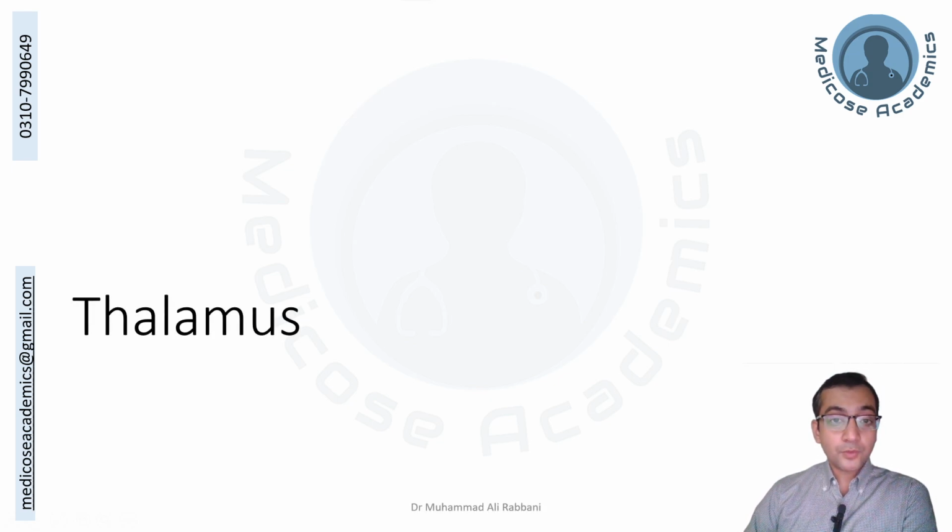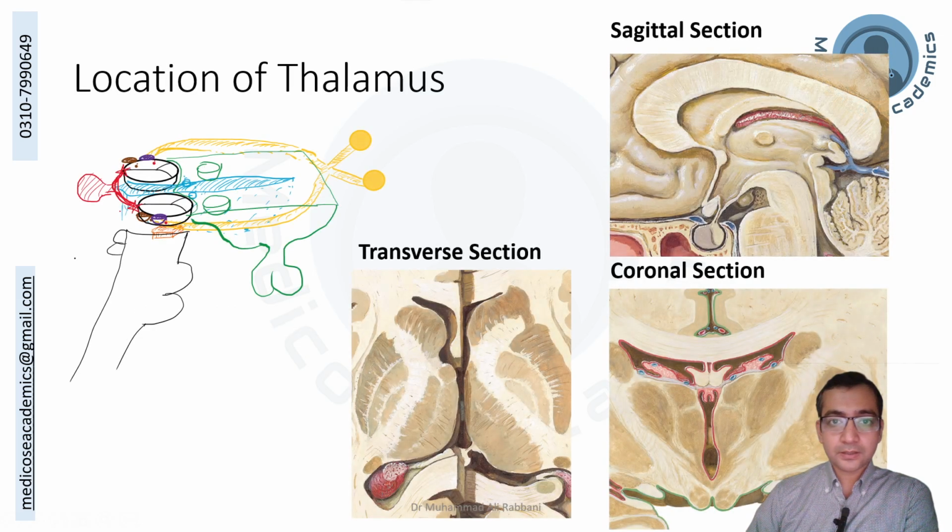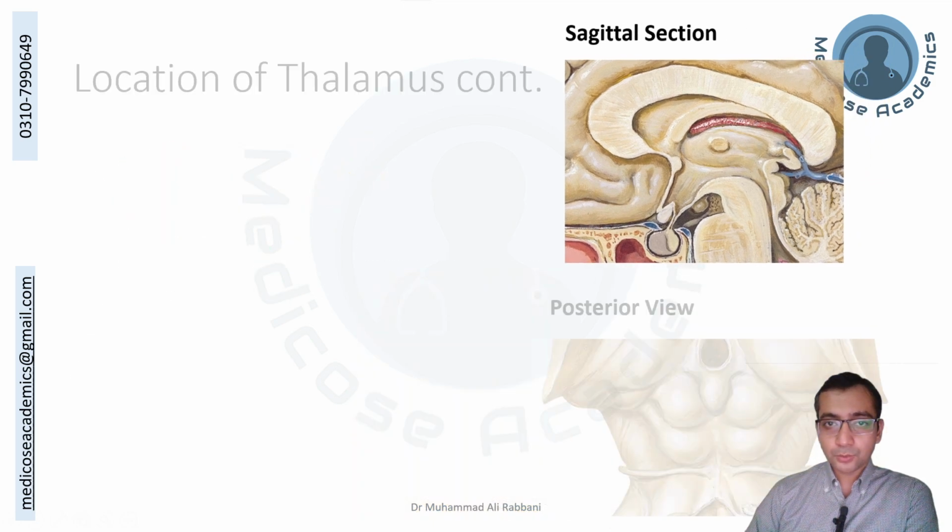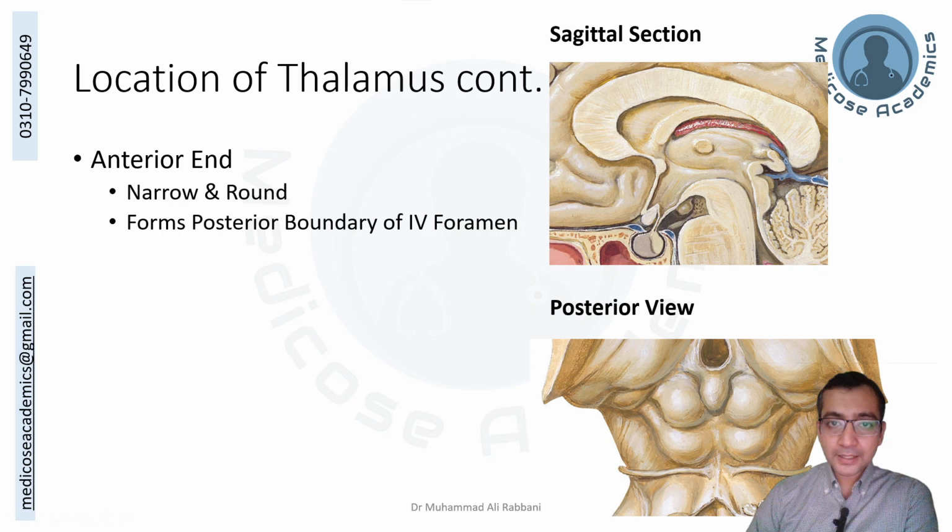We can see the boundaries of the thalamus. These are the same pictures. Let's go through them one by one. The anterior end of the thalamus is bounded by this fornix, and between anterior end and the fornix there is foramen of Monro, and this is the narrow anterior end.